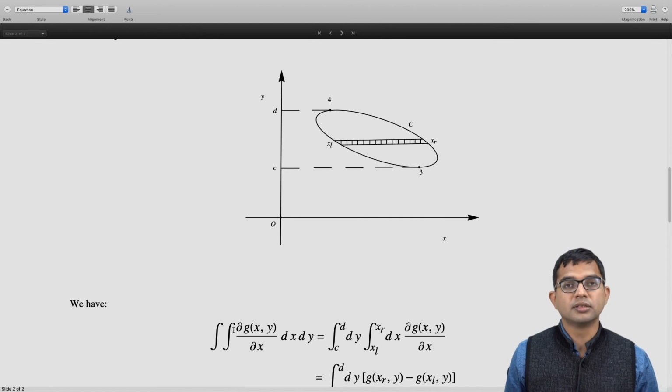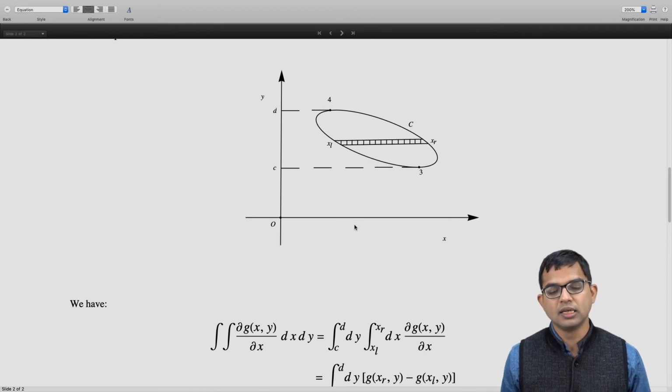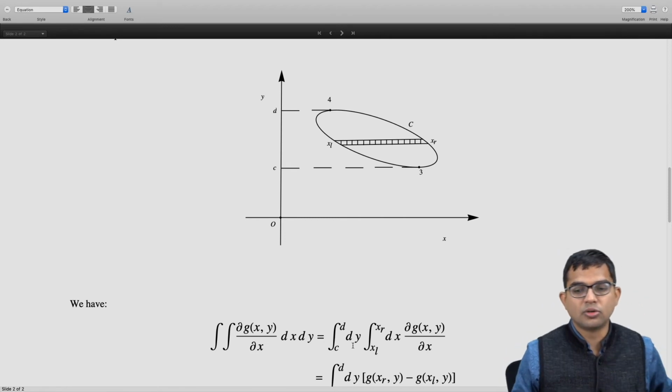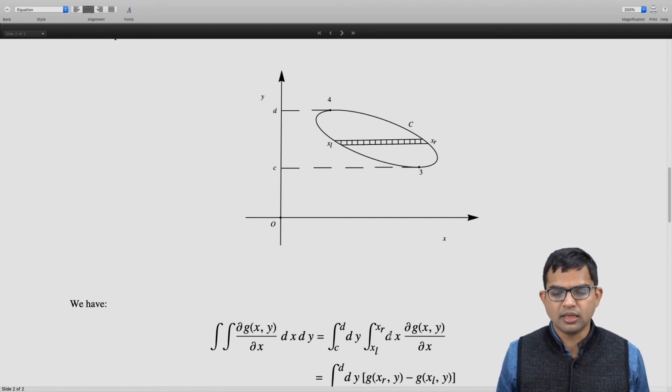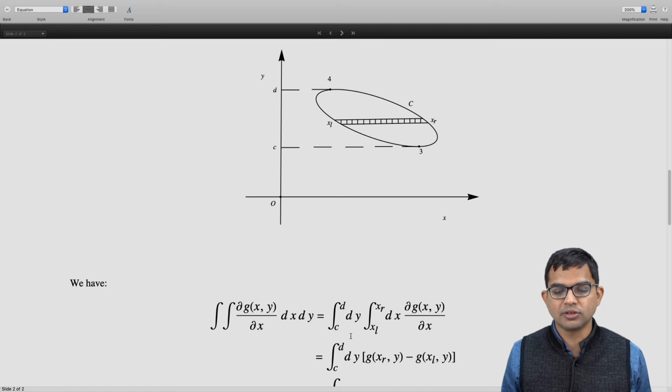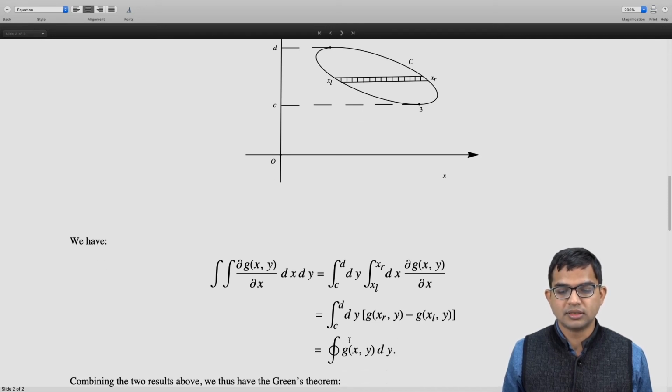And so now if I consider this double integral of a function ∂g/∂x dx dy within this entire region which is enclosed by C, then I have integral from c to d dy integral x_L to x_R dx ∂g/∂x, right? And then integral over dx ∂g/∂x is something which we can evaluate immediately. So we have integral c to d dy [g(x_R, y) minus g(x_L, y)], which is immediately seen to be this closed line integral, right?